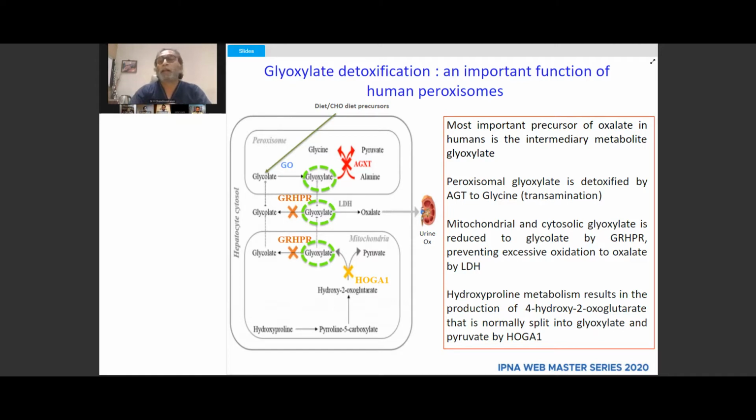And again, collagen-rich dietary sources lead to hydroxyproline, which is broken down into 4-hydroxy-2-oxoglutarate, which is again metabolized in the presence of the HOGA enzyme to glyoxylate and pyruvate.